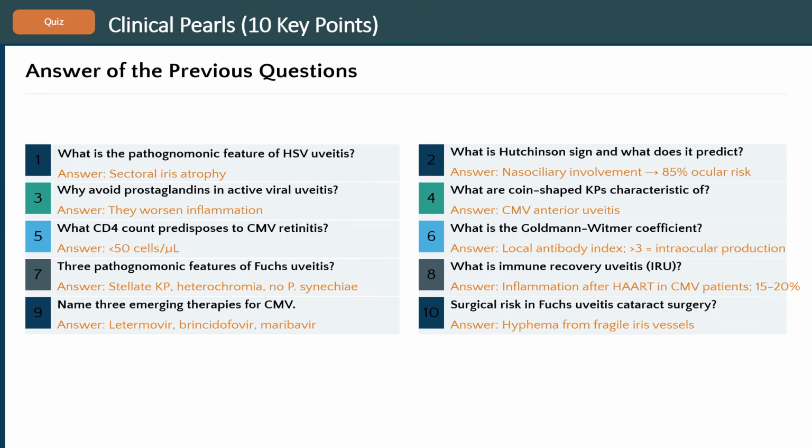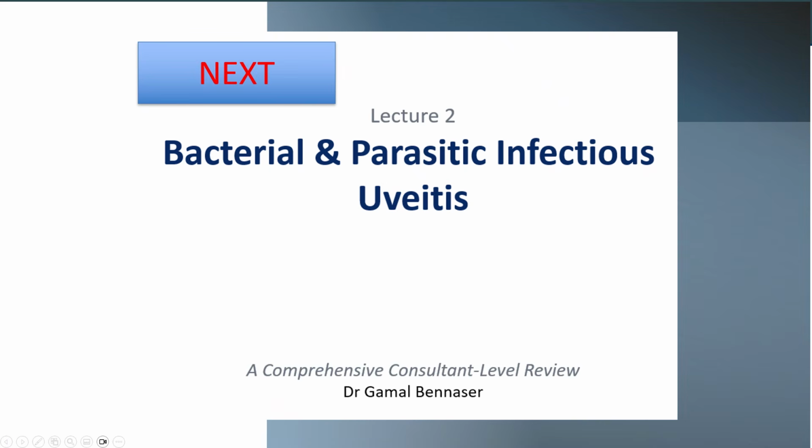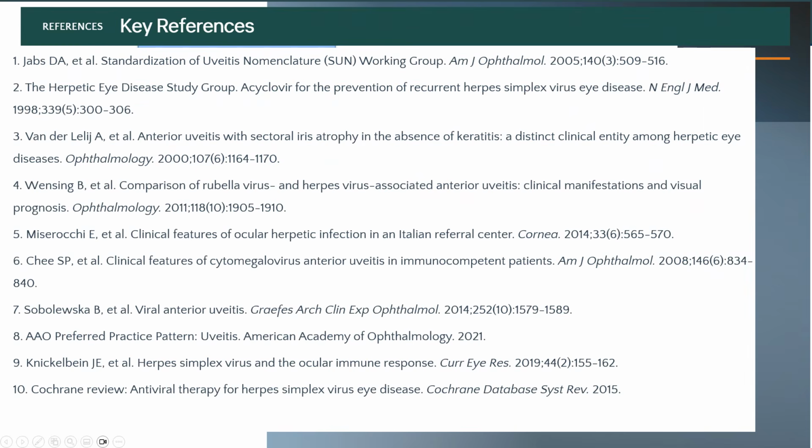This is the answer for the initial questions that I presented at the beginning of this lecture. For those who are interested, this is the correct answer for your revision. And I am looking forward to meeting you soon in the next lecture, which is about bacterial and parasitic infectious uveitis. We have finished the viral uveitis. Now we will cover the bacterial and parasitic uveitis, and these are a few of the references.